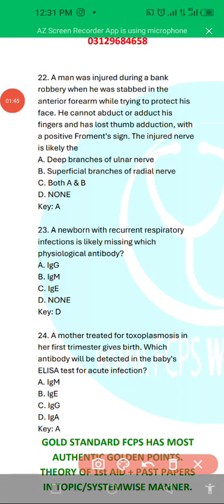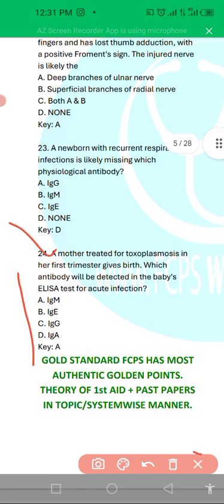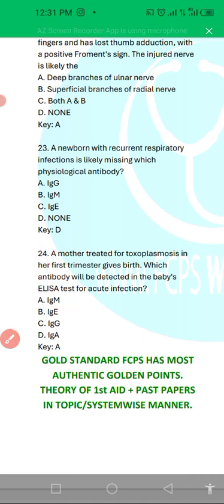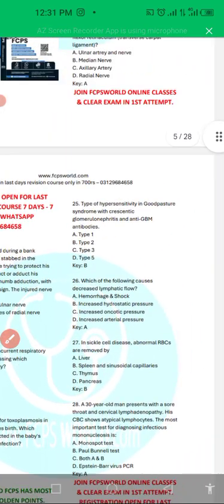Okay, so next one is a newborn with recurrent respiratory infection, missing physiological antibodies. That is IgG. There is none of these, I think. Okay, so next one is a mother treated for toxoplasmosis in the first trimester who gives birth. Which antibody will be detected in the baby's ELISA? That is IgM. IgM antibodies are detected in the ELISA.